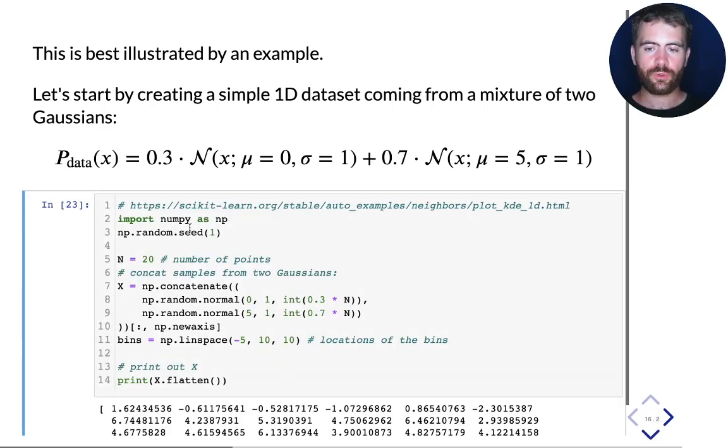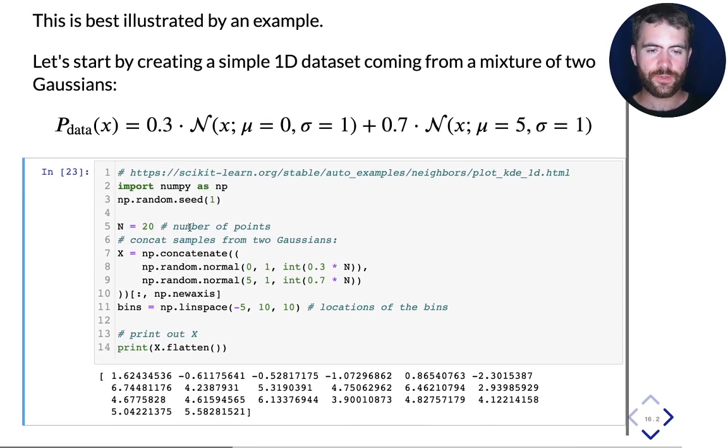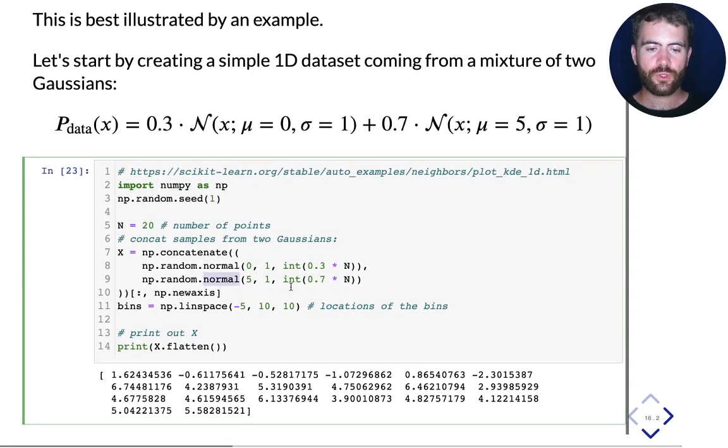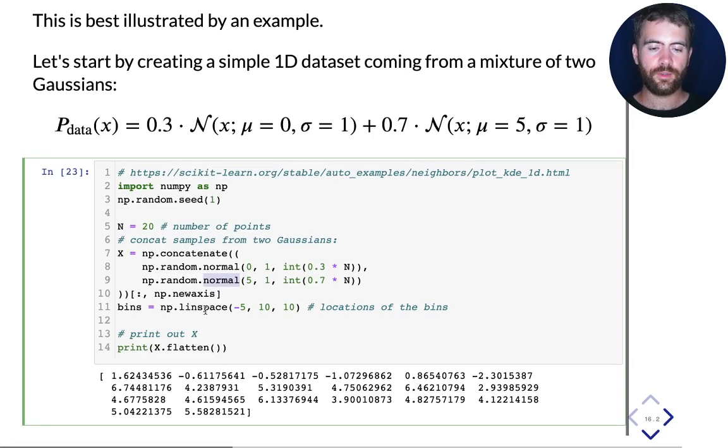Here I'm going to use a little bit of NumPy to generate these data points. I will generate 20 of them. Here I simply draw samples from the normal distribution with the parameters that I just showed you. Here I've created this X, and here I print X, and this is the set of points that we have. There are 20 of them.